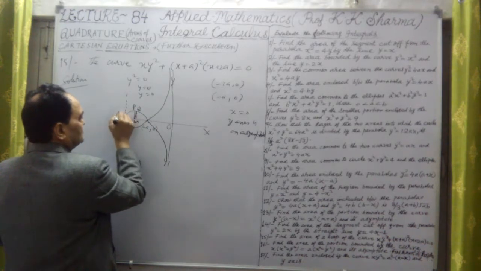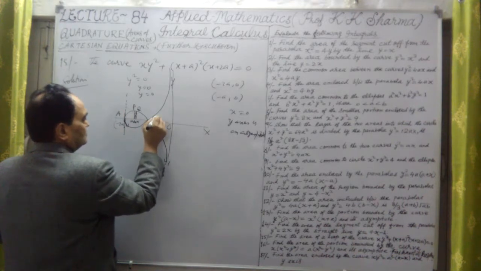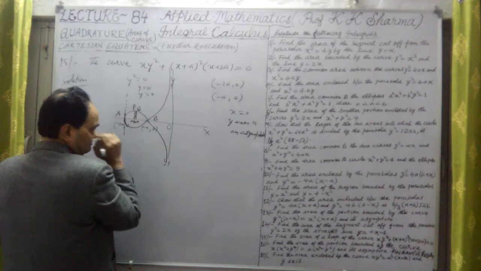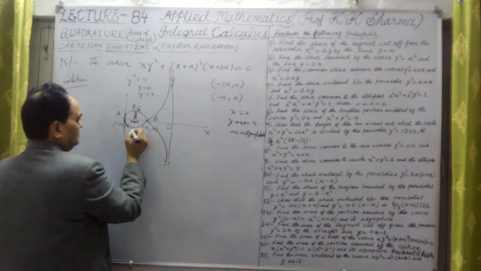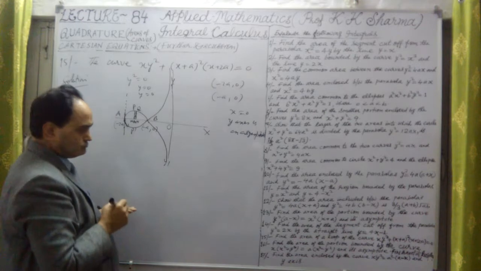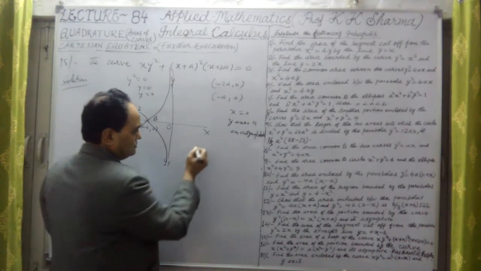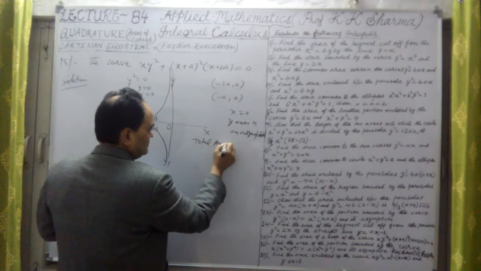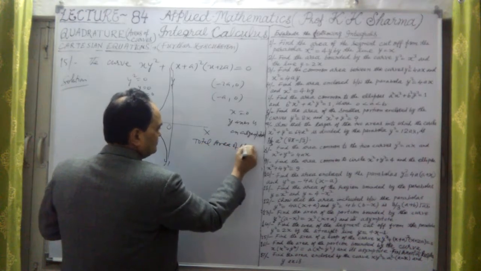Let me take the points. This is A, this is B and this is O. The P point we have taken. Total area of this curve, let me take here P dash. So the total area of the loop, let me find out.